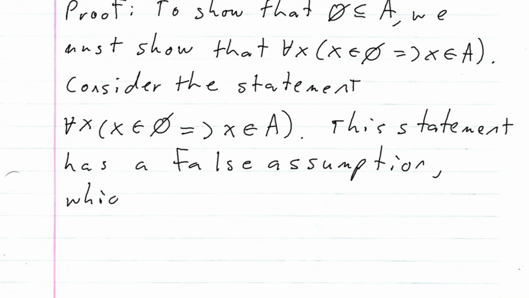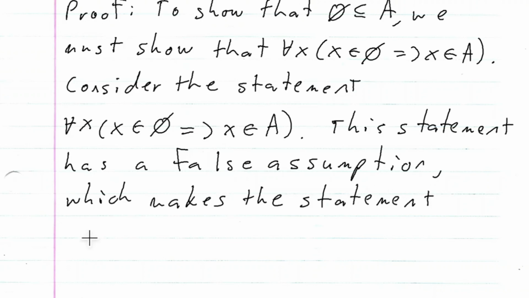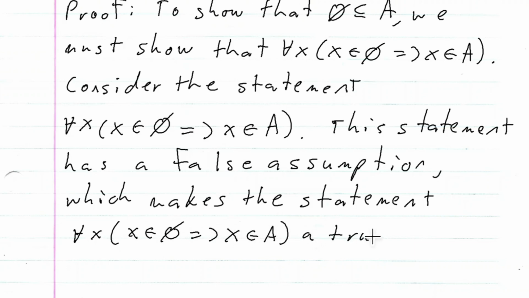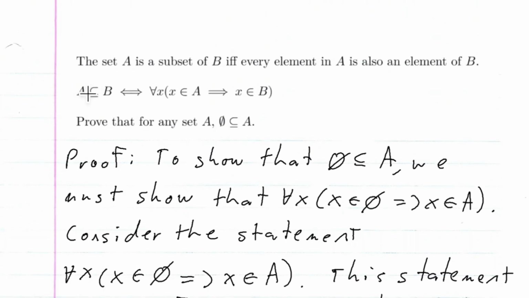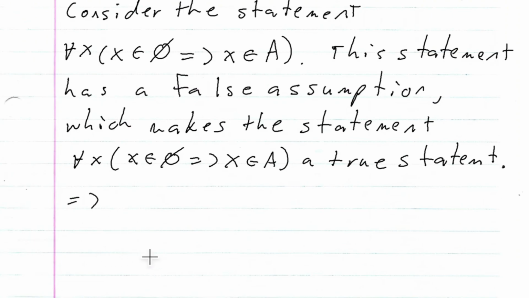Which makes the statement for every X, X is an element of the empty set implies X is an element of A a true statement. And if for every X, if X is in the empty set, this implies that X is in A is true, this implies that the empty set is a subset of A. And that's what we set out to do.